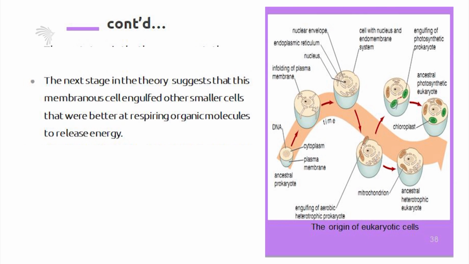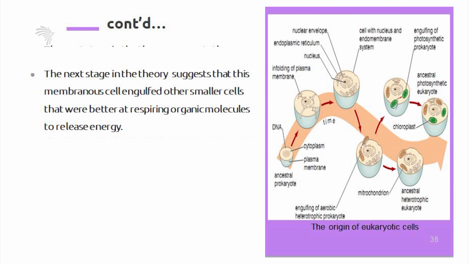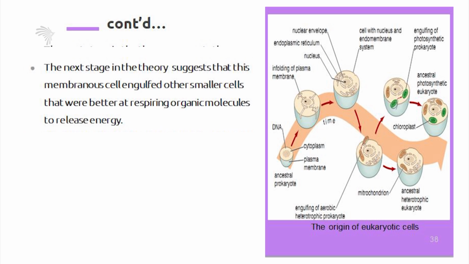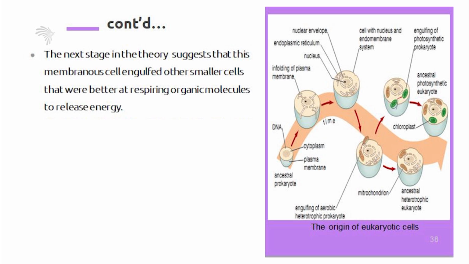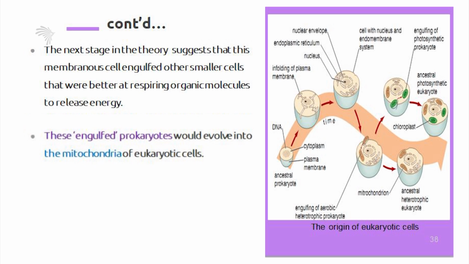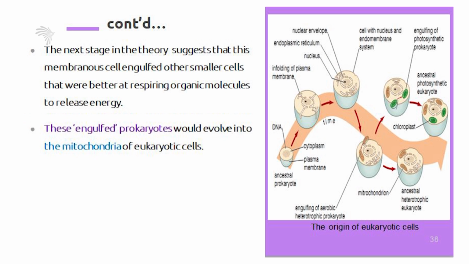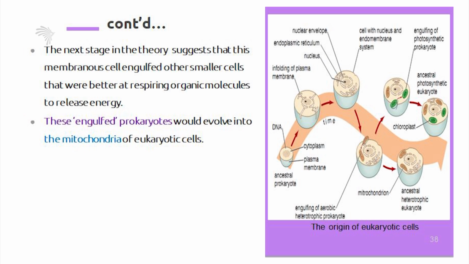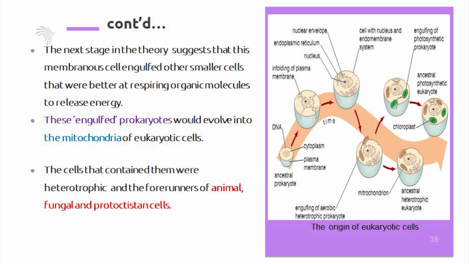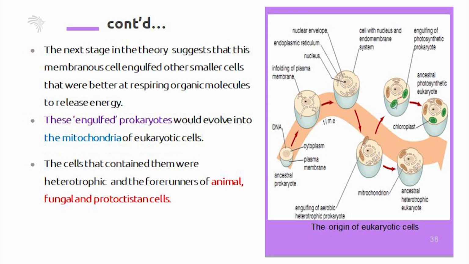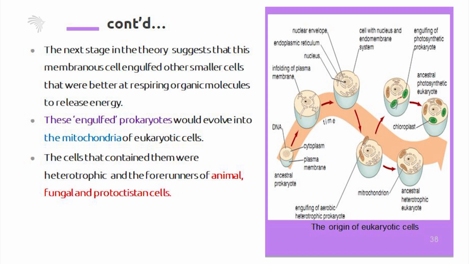The next stage in the theory suggests that this membranous cell engulfed other smaller cells that were better at respiring organic molecules to release energy. These engulfed prokaryotes would evolve into the mitochondria of eukaryotic cells. The cells that contained them were heterotrophic, and the forerunners of the animal, fungal, and protoctistan cells.